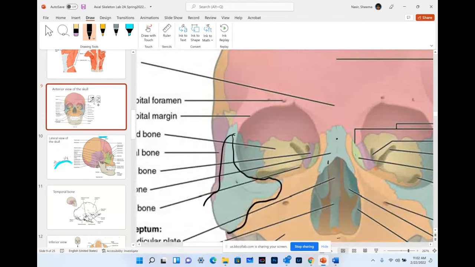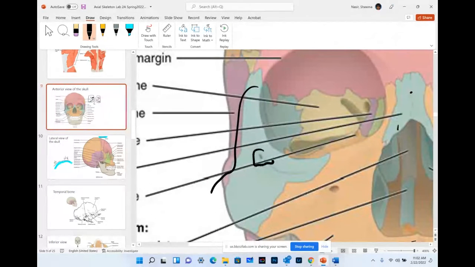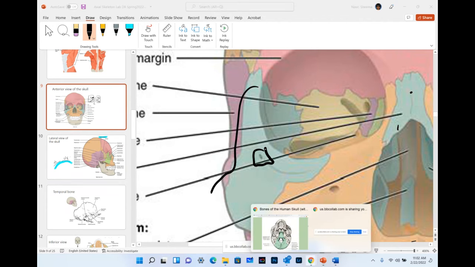Oh, and you know what? They did show it here. Yeah. You see this right here? This is zygomaticofacial foramen. You see where it is located? That is the only hole in this entire bone. So if they ask you to name the opening or the hole and you see it's zygomatic bone, then that is the only foramen there. Do you understand?